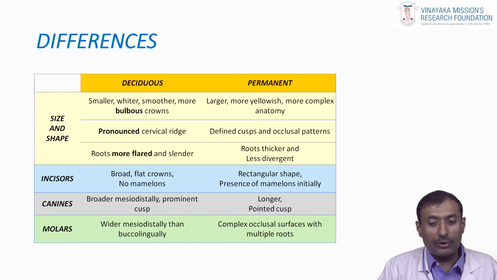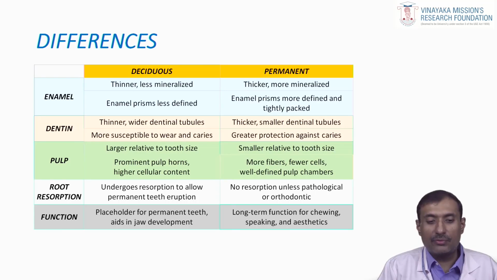Then what we see in permanent teeth, apart from the major differences, is that the size and shape of the teeth are sharper and more pronounced, which helps in the mastication of an adult. Now moving on to specifics in case of histological differences between enamel, dentin, pulp, root, resorption and function. We have the enamel, which is thinner and less mineralized, and the enamel prisms are less defined. So what we must understand is that the enamel is more prone to dental caries, and the density of enamel in the permanent tooth is higher than that of the deciduous.